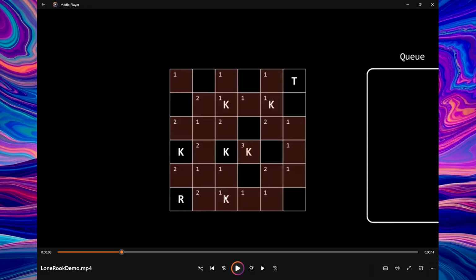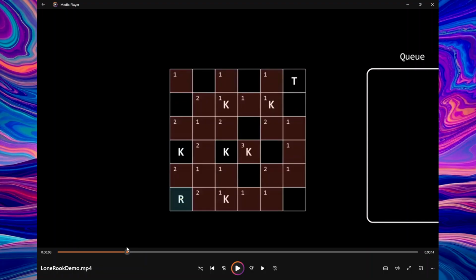So the rook can't pass this way because there's a knight and it's protected. It can't hop over the knight, right? But it can take this knight. So we're trying to ask, what combination of moves do I need to do so I can get to the target? And is it possible? So we're going to start at our rook, and we're going to do a breadth first search. So we're going to scan.